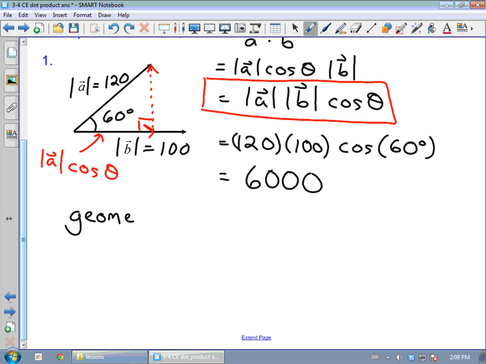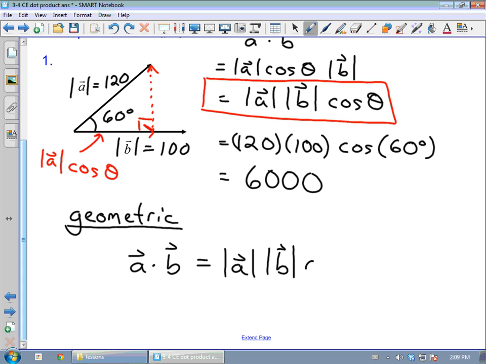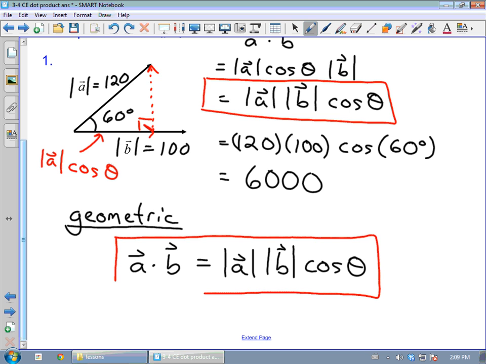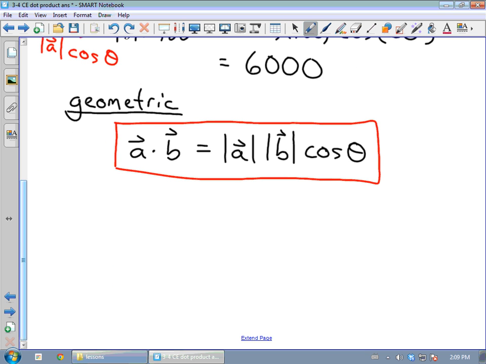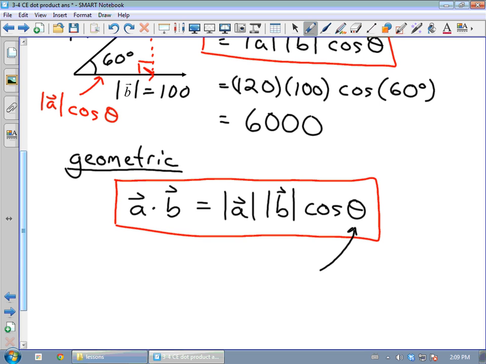So we'll just summarize here. Our geometric interpretation of the dot product is, if we want to do the dot product of A dot B, it's going to be magnitude of A times the magnitude of B times the cosine theta, where theta is the angle between the two vectors. So we use this form of the dot product when we're given two geometric vectors. We're told the magnitudes and how they're oriented relative to each other. So we're given magnitudes and an angle.